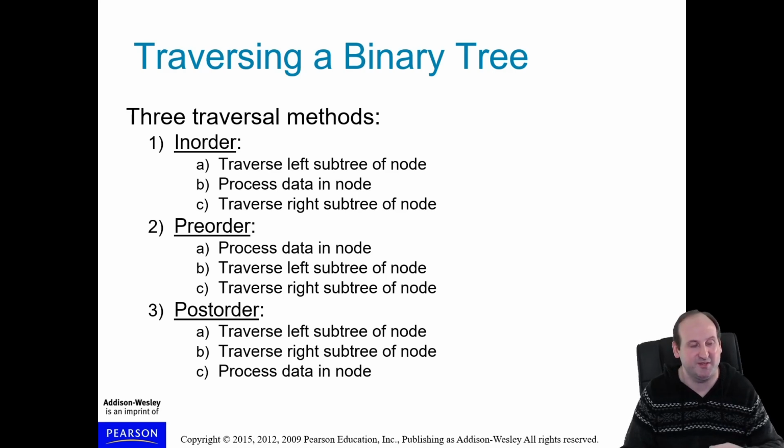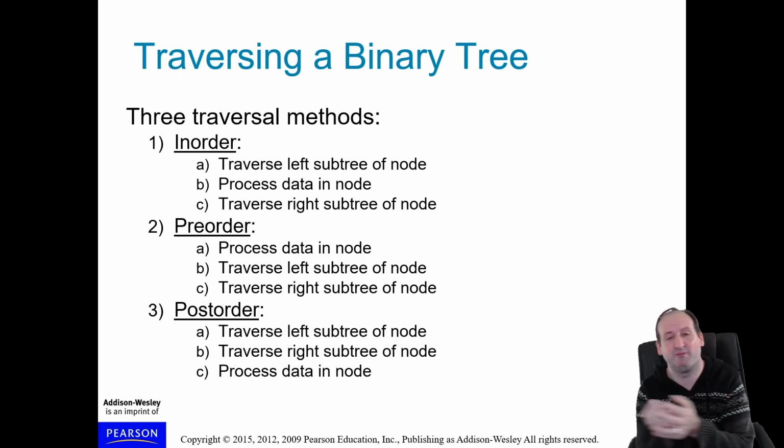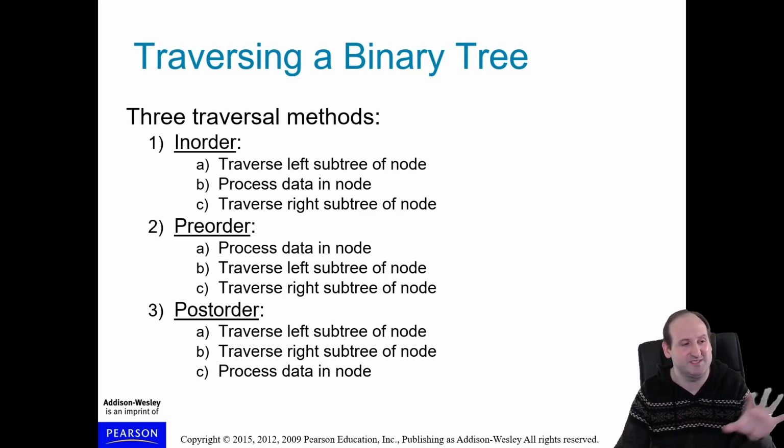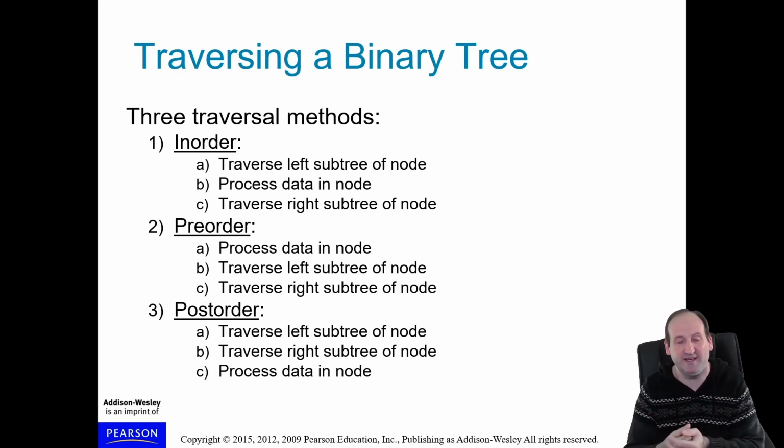So you can see there are 3 different things I need to do. I need to process the data in my node, so like if I wanted to print out my value, or I can go to my left and go to my right. So these are just 3 ways to go about doing things. This is 3 factorial, because I can choose one of these 3 things to go first, then one of the 2 remaining things to go second, and then whatever is remaining goes last.